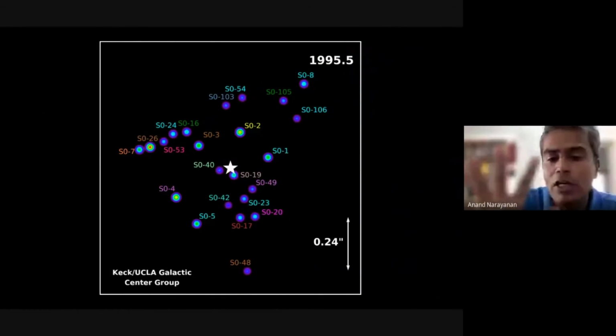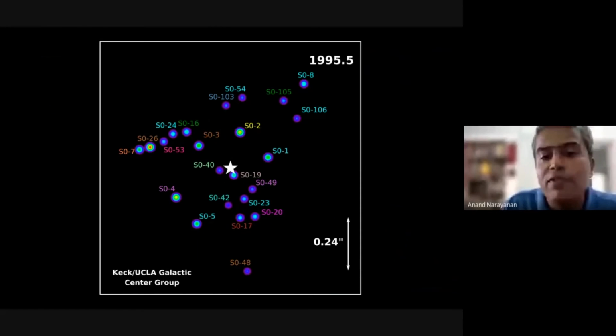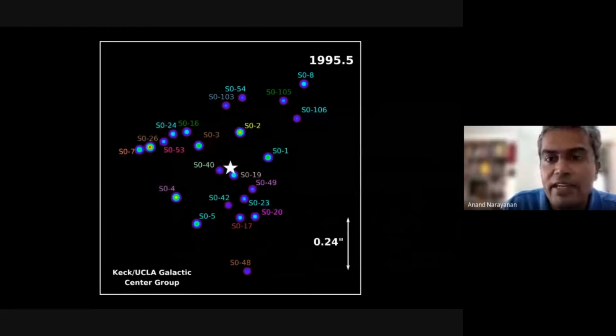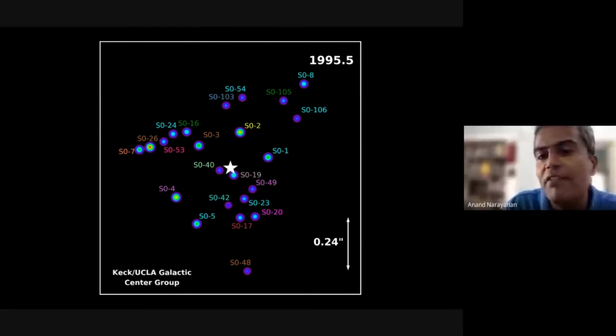So whatever I showed you so far are static images, and here is an animation which shows the orbits of those stars. This star that is marked here, that is the center of our galaxy, and each one of the other objects is a star which is close to the galactic center. And as I play the animation, you will see that the time of observation changes. It starts from 1995 and goes up to 2020. So 1995.5 means it's May 1995. So the month is given by the decimal value here.